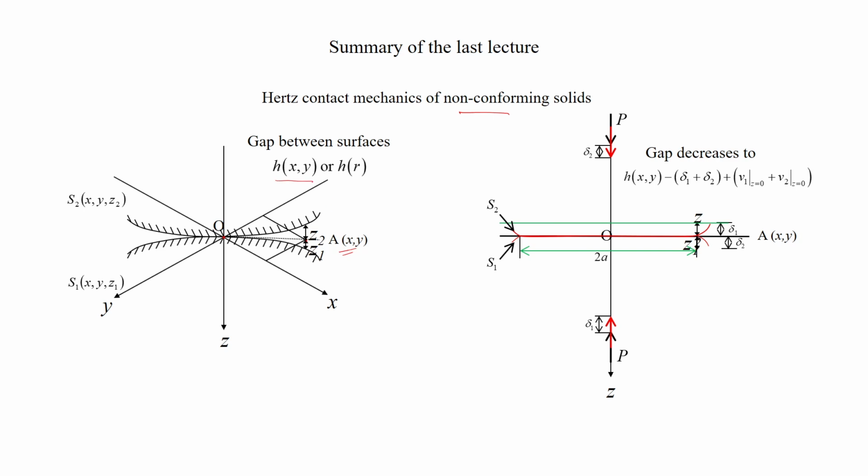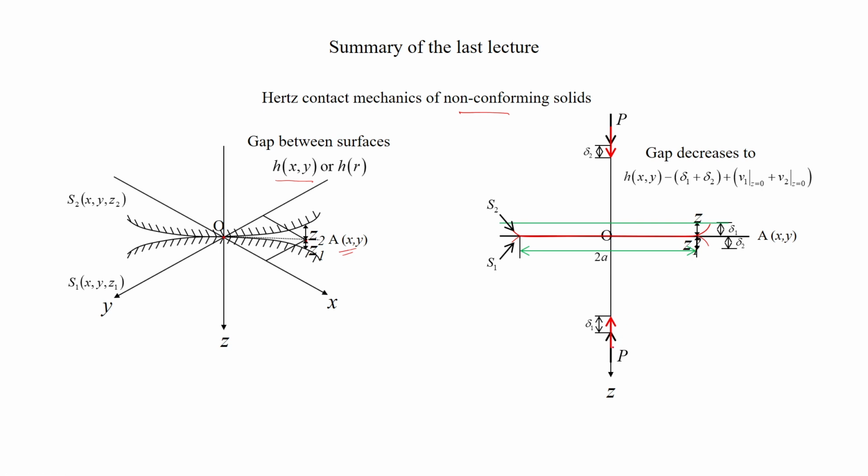So, if you are discussing in the x-y coordinates, and if we have r-theta coordinates, theta symmetric r-z coordinates let us say, then it will be h as a function of r. Now, when we apply the load as it is done here, the total contact load is P, and depending on the modulus or the deformability of these two bodies, the gap decreases to a different extent.